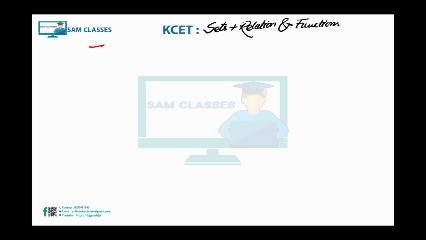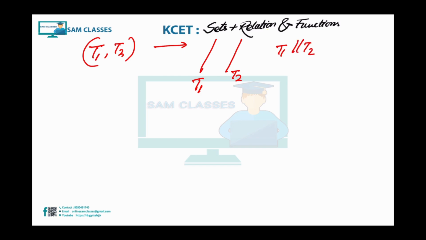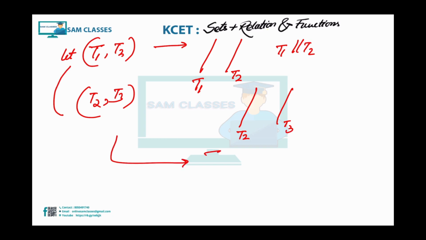Let's see a simple example. Let's say this is T1, this is T2, and we made a condition that T1 is parallel to T2. Now another condition we have taken, T2 is parallel to T3. So can we say, by merging these two conditions, that T1 is parallel to T3? Yes or no? So that is transitive.